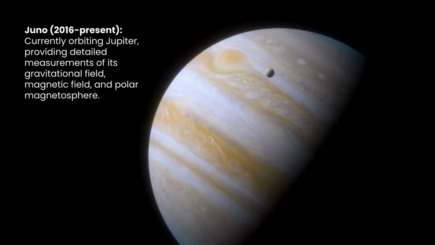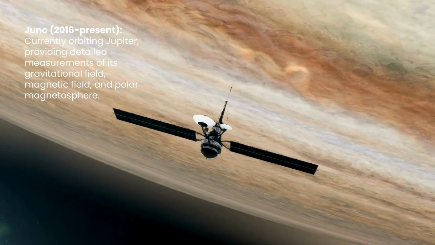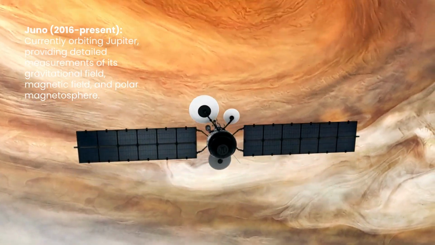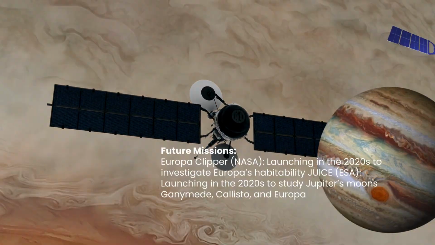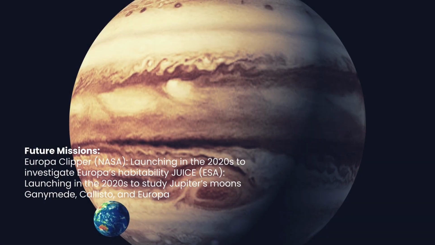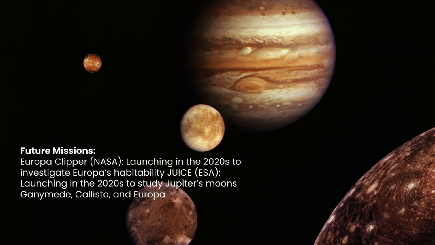Juno, 2016 to present. Currently orbiting Jupiter, providing detailed measurements of its gravitational field, magnetic field, and polar magnetosphere. Future missions. Europa Clipper, NASA, launching in the 2020s to investigate Europa's habitability. JUICE, ESA, launching in the 2020s to study Jupiter's moons Ganymede, Callisto, and Europa.